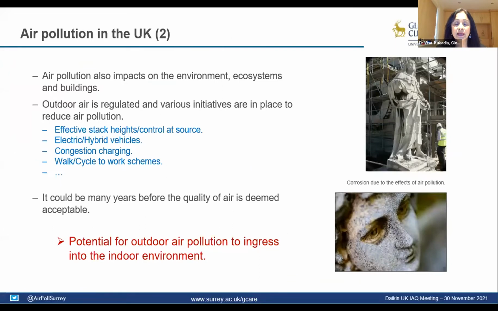So air pollution in the UK also impacts the outdoor environment, not just health, but also ecosystems and buildings. You can see some of these statues where corrosion has happened due to the effects of air pollution. Now, to date, outdoor air pollution is regulated quite highly, and various initiatives are in place to reduce it. But there could be many years before the quality of the air will be deemed acceptable.